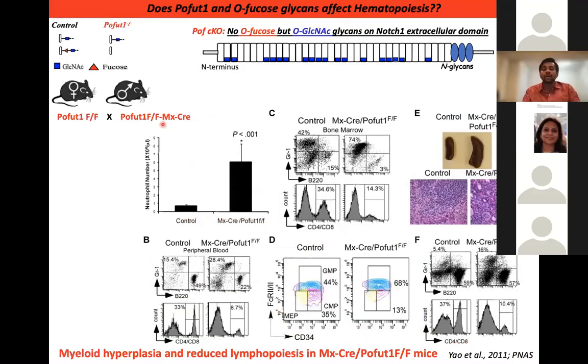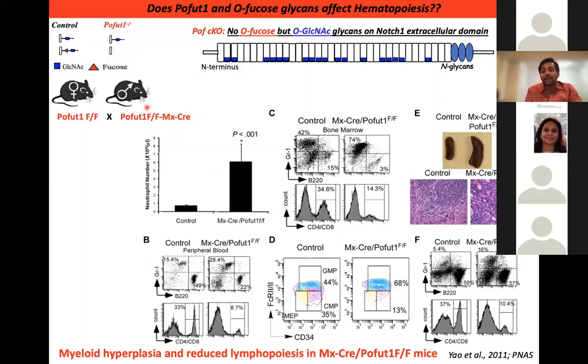Now if you look, POFUT is also required for the addition of O-fucose, and this is one of the models which we used. Actually, this is a published paper in collaboration with our lab. So you can see here the control is there. It's the same as we used in the previous model, but in the POFUT1 enzyme knockout we don't have O-fucose here. So you can see the mouse extracellular domain, there is no O-fucose, right?